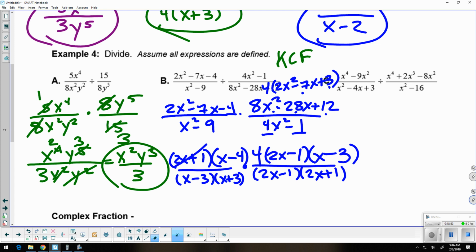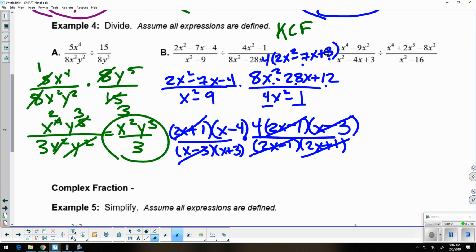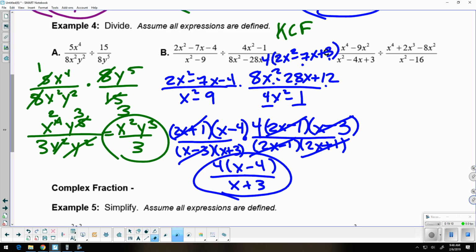So like the 2x plus 1s, the x minus 3s, the 2x minus 1s, look at all that canceling. So all we have left on the top in my numerator is I have 4, and x minus 4, and I have x plus 3 in the bottom. That is it. Okay, and then doing the same thing too for the last one for C.